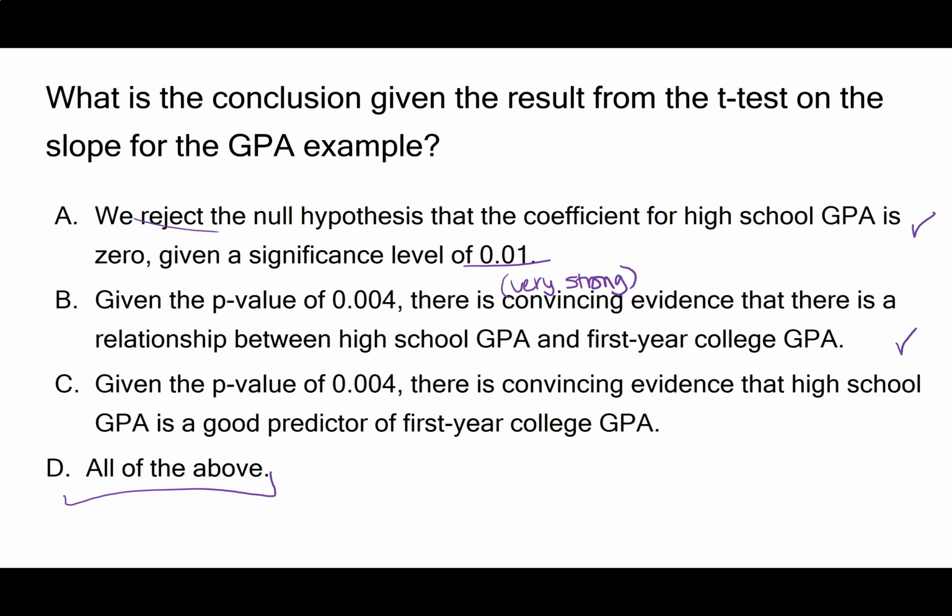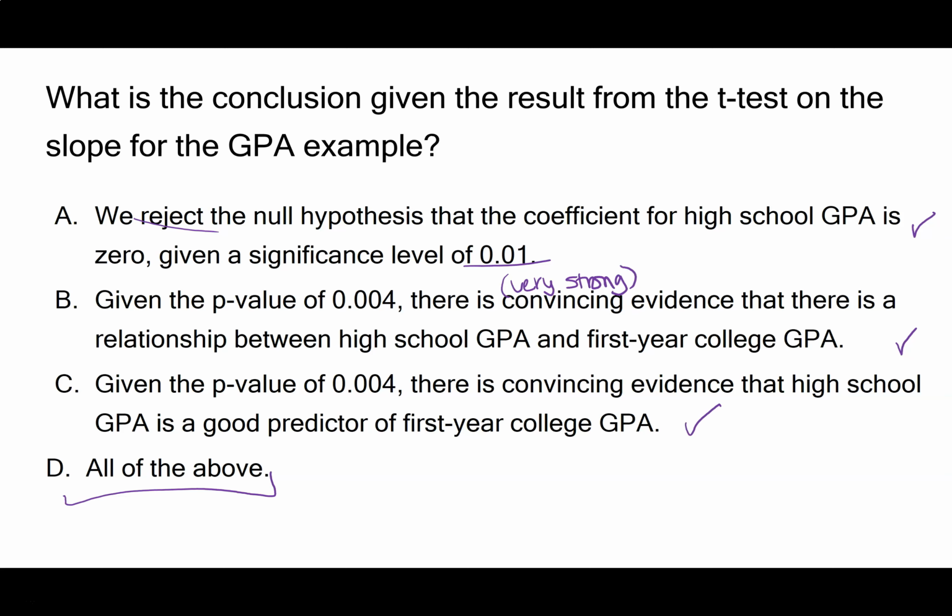So that's promising. I mean, hopefully C comes out to be true as well. Otherwise, we'll have to reinvestigate. So given our p-value of 0.004, there's convincing evidence that high school GPA is a good predictor for first year college GPA. Yes, so they have a relationship. High school GPA is the predictor. It's what happens chronologically first. Yes, we have a good predictor.